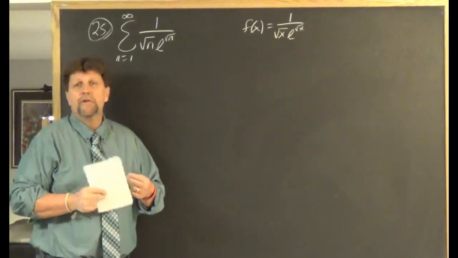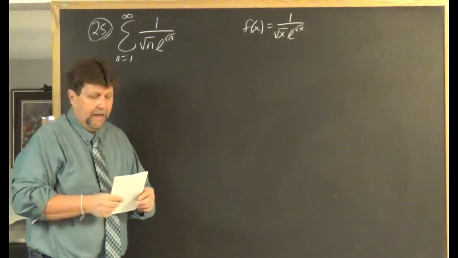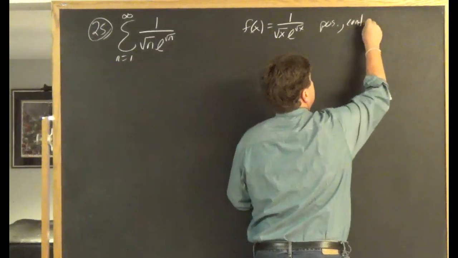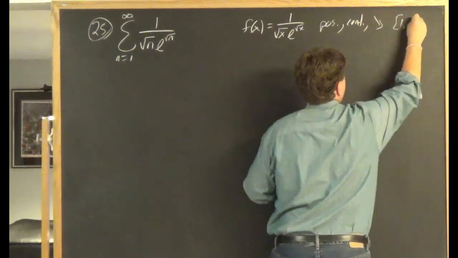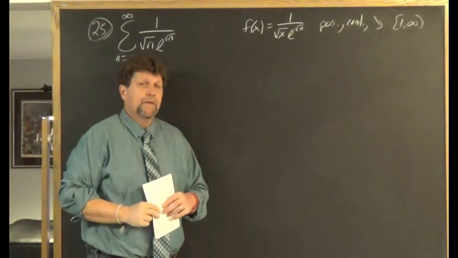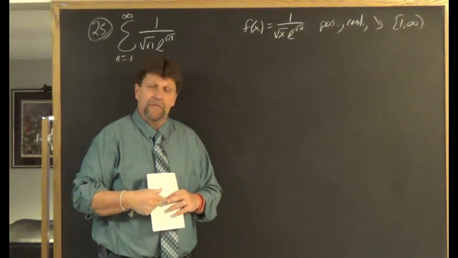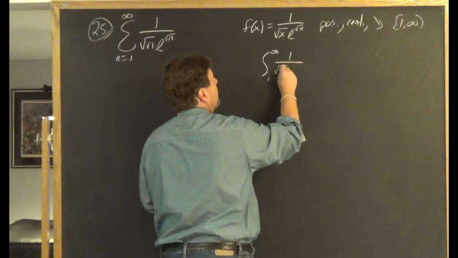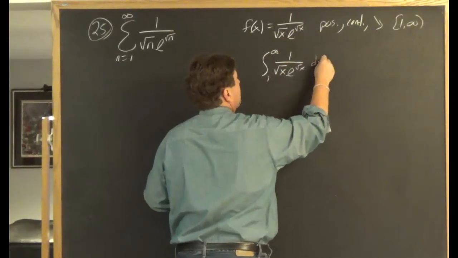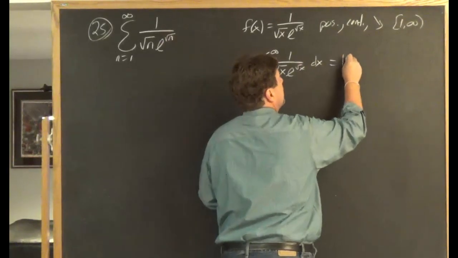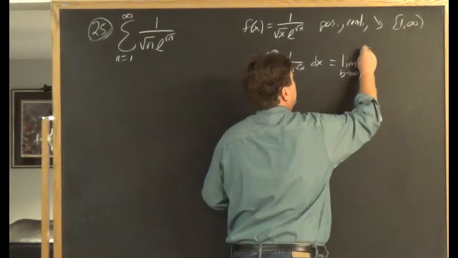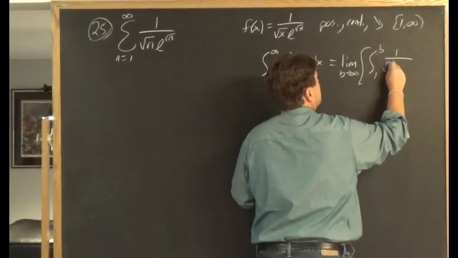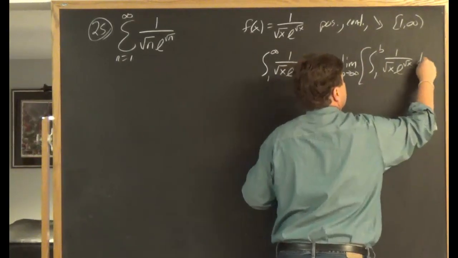And let's continue. First thing I would check that function, and it is positive, continuous, and decreasing in the interval 1 to infinity. So I'm kind of looking at the preamble of the integral test now. So why don't we go ahead and evaluate this improper integral? Which we know to rewrite as the limit as b goes to infinity, the integral 1 to b, 1 over square root x e to the square root x dx.